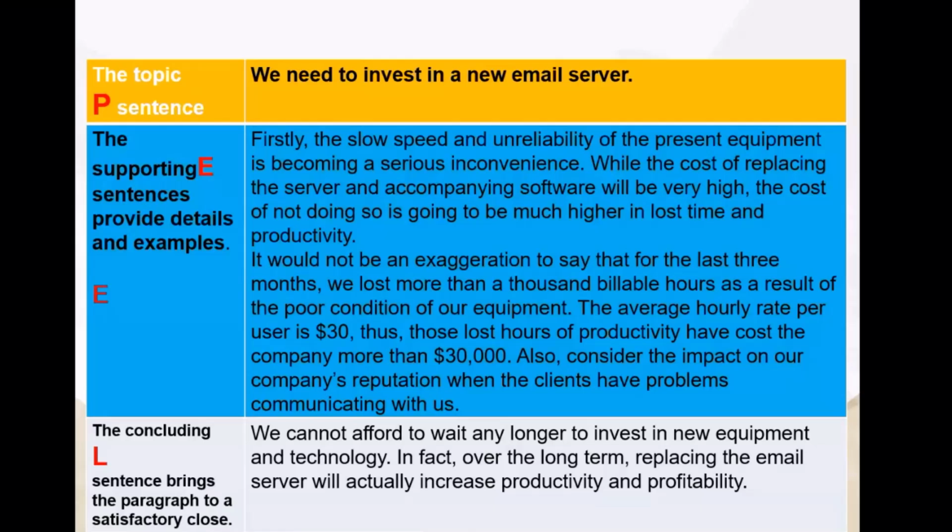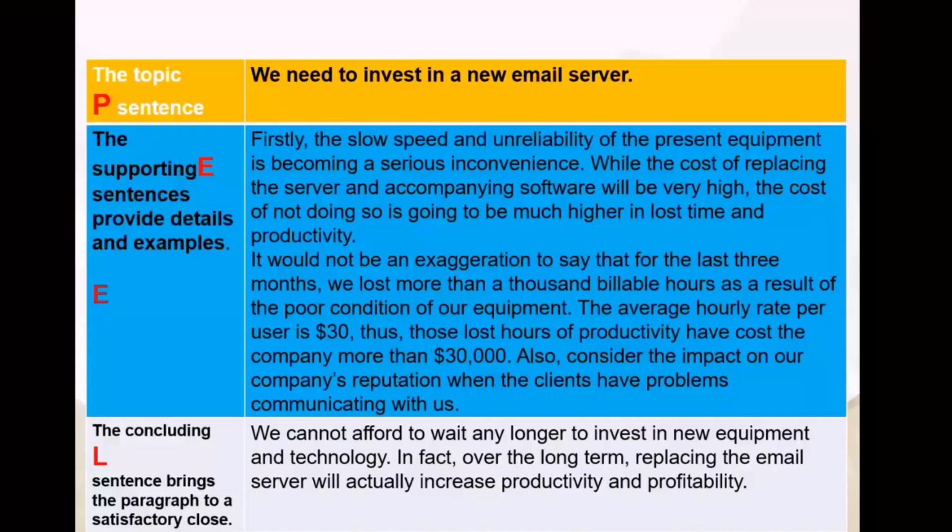And of course, the first sentence there, the first point is the topic sentence, which presents the main point. And the main point is investing in a new email server. And he explains why the new email server is important. He gives evidence of the losses as a result of the old email server. And he concludes by saying that it is indeed prudent to invest in a new email server.